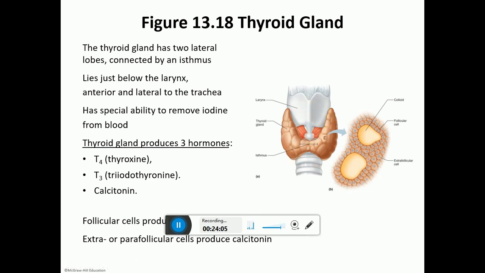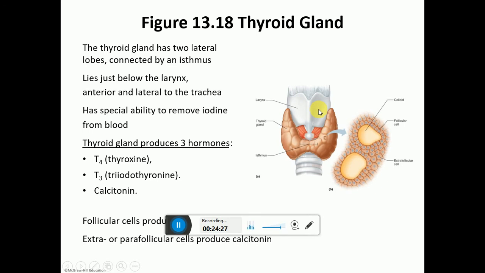Don't confuse it with the thymus gland. The thymus gland kind of has a very similar name. The thymus gland, though, is down here in the chest, behind the manubrium, behind the sternum, while the thyroid gland is found up here, up in the neck, underneath the larynx.